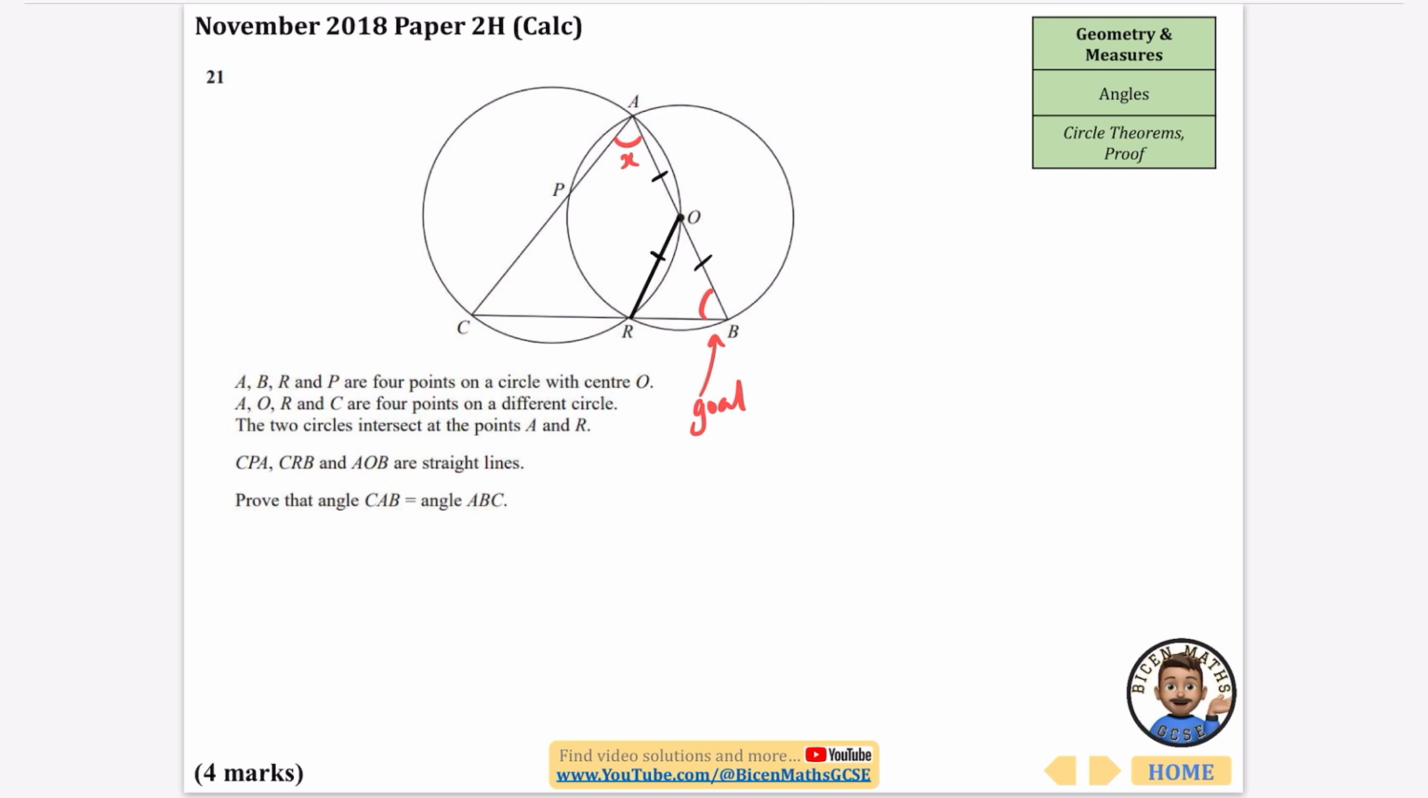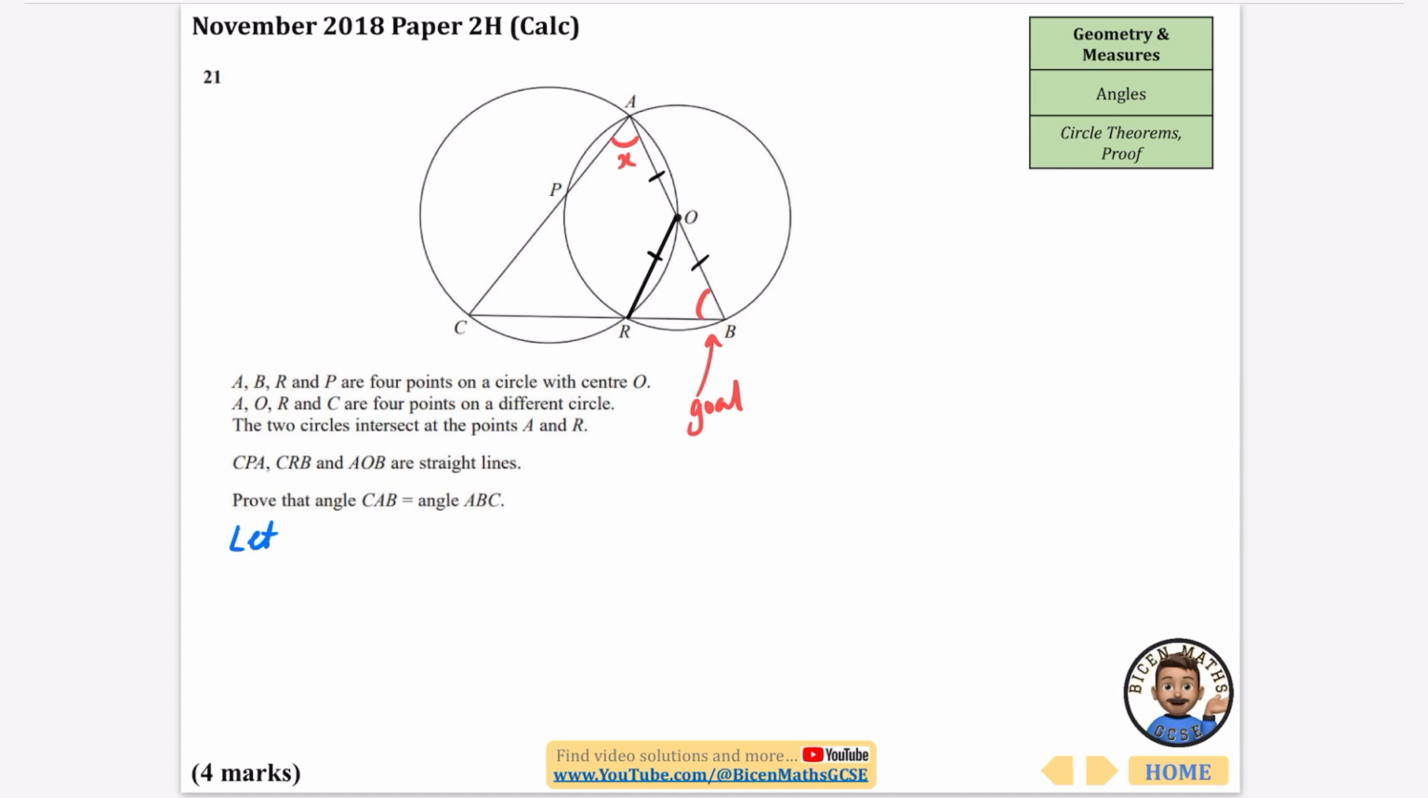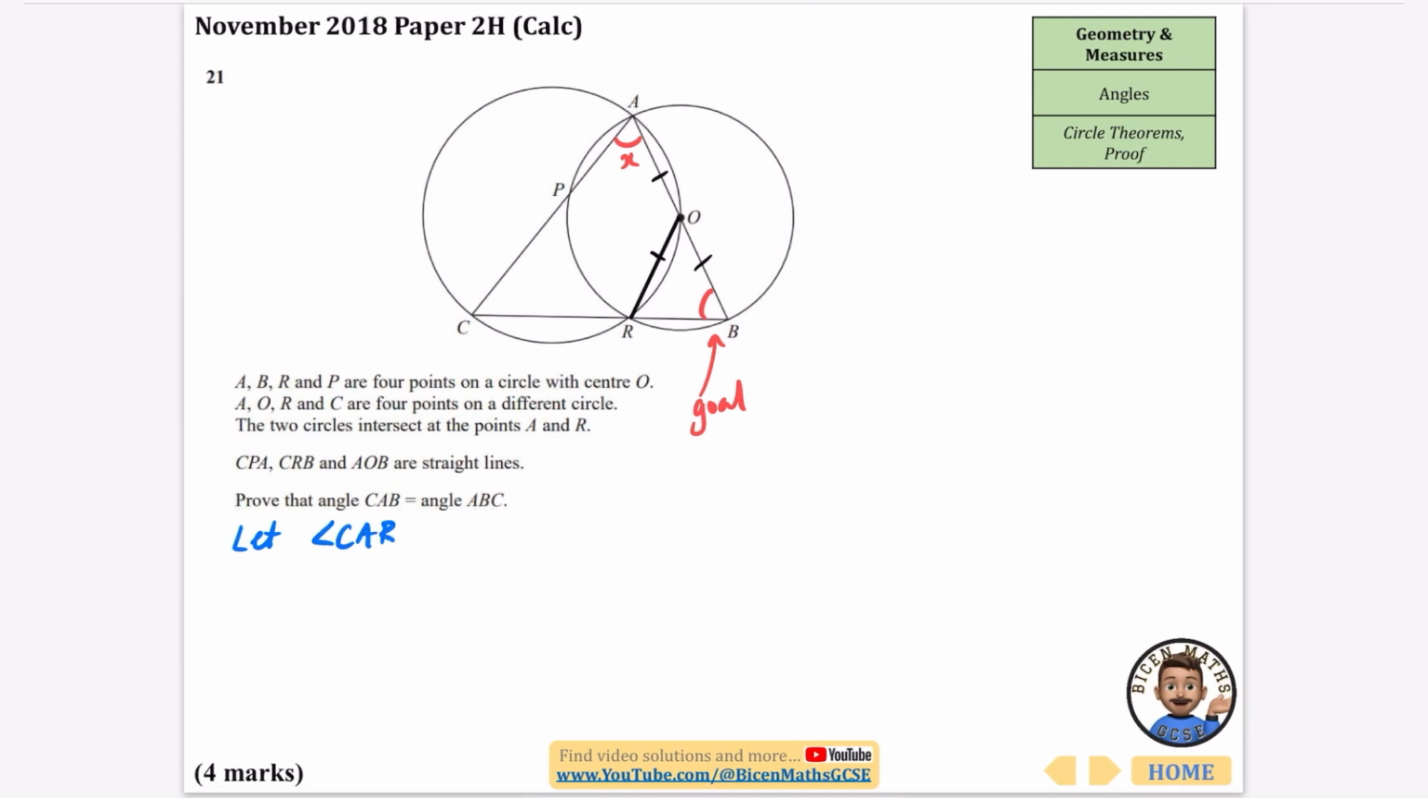So I'm going to say, let's just do this in blue. Let angle CAB equal x. Then I would say that angle ORC would be equal to, because it's angles in a cyclic quadrilateral, 180 degrees minus x. And the reason is because opposite angles in a cyclic quadrilateral add up to 180.